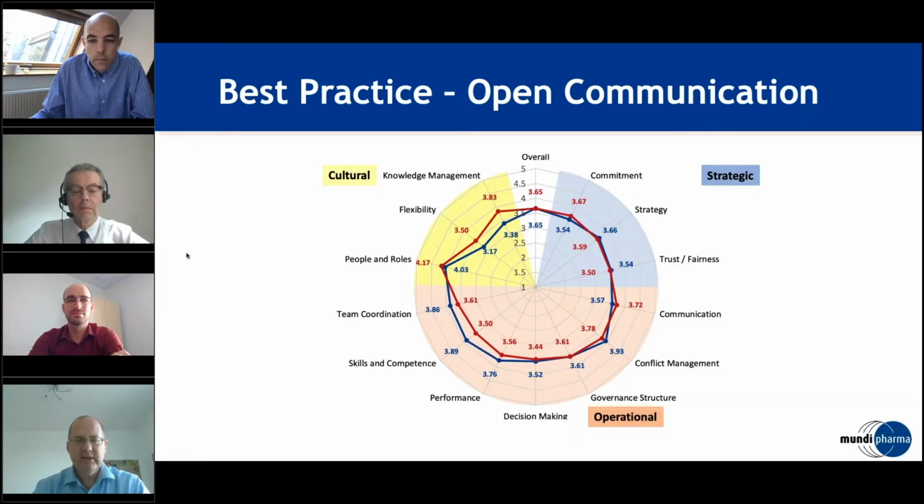In any event, these are just tools, but they are designed to prompt a conversation, and it is the value of those conversations that we find useful in terms of best practice. So, stimulating that open communication between the two alliance teams.